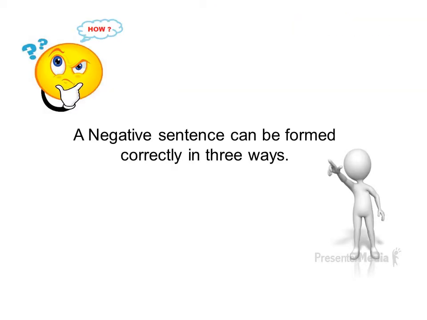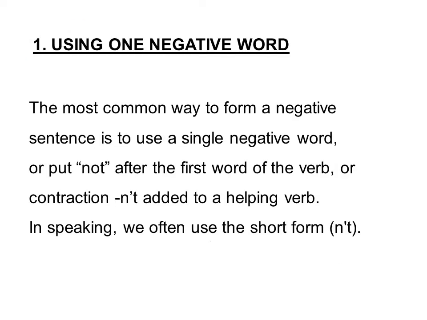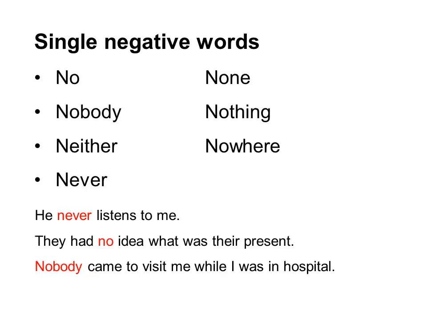A negative sentence can be formed correctly in three ways. First one, using one negative word. The most common way to form a negative sentence is to use a single negative word, or put not after the first word of the verb, or shorten it, like n't added to a helping verb. In speaking, we often use the short form n't. Single negative words: no, nobody, neither, never, none, nothing, nowhere.